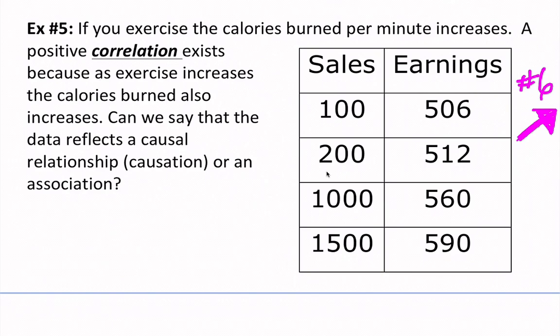Okay, so on example 5, it says, if you exercise, the calories burned per minute increases. A positive correlation exists because as exercise increases, the calories burned also increase. Can we say that it is a causal relationship? So does one cause the other one to happen, causation, or are they just associated? Okay, so we're talking about the amount of exercise and the number of calories burned. So does exercise cause you to burn calories? Yes, it does. So I know that this one is a causation. One actually caused the other one to happen.